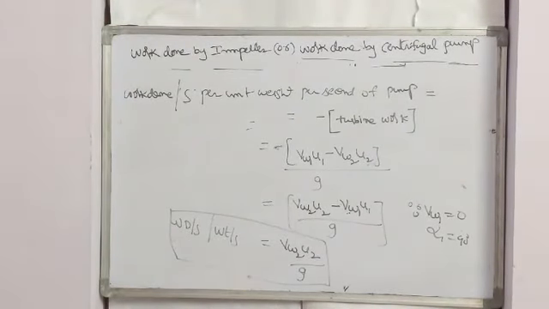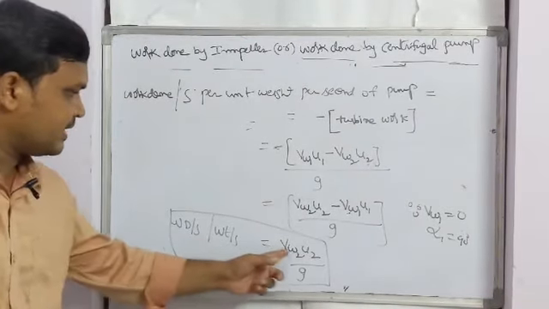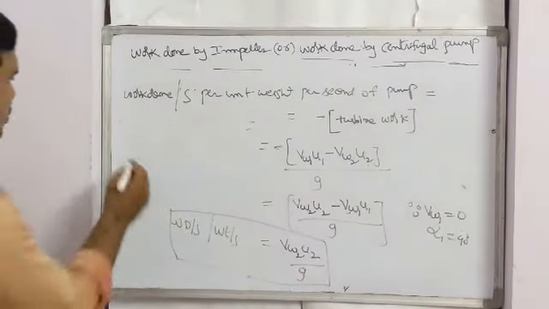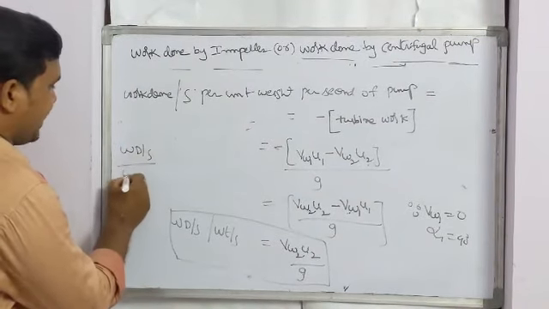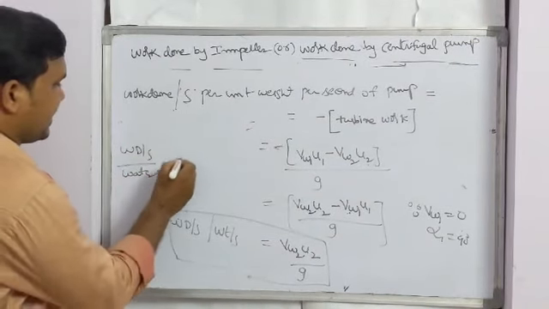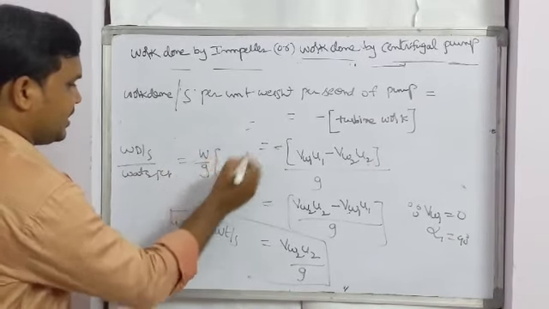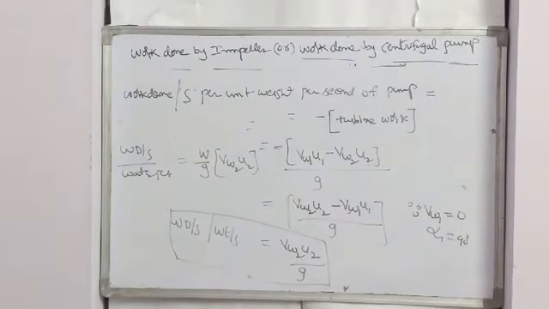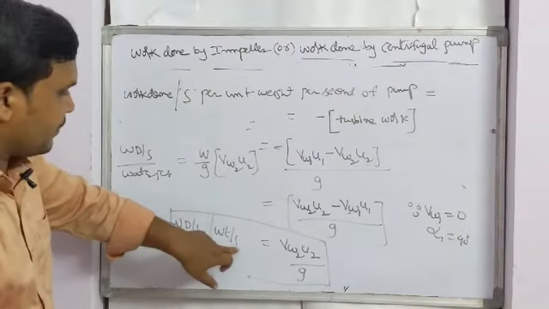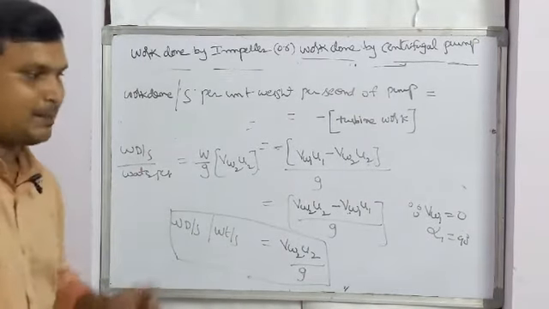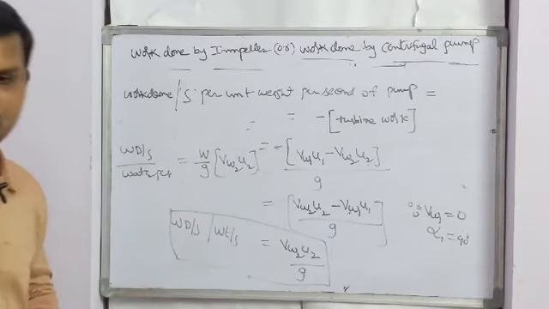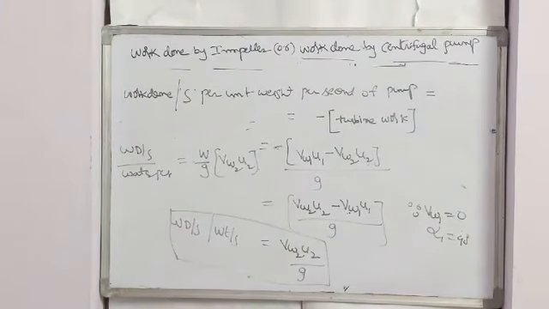We can write this formula as two different formulas. Work done per second per unit weight per second is VW2 U2 by g. Another is the work done by the impeller on water per second, which we can write as W by g into VW2 U2. This is the formula for work done per second by water per second, W by g, weight by acceleration due to gravity, into VW2 U2. This is the work done by the impeller.